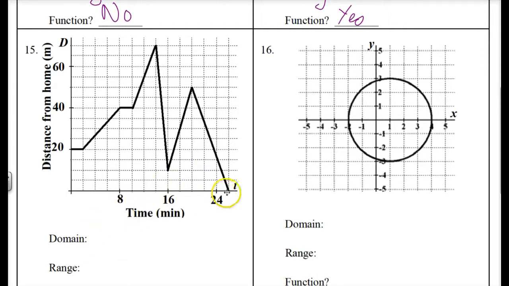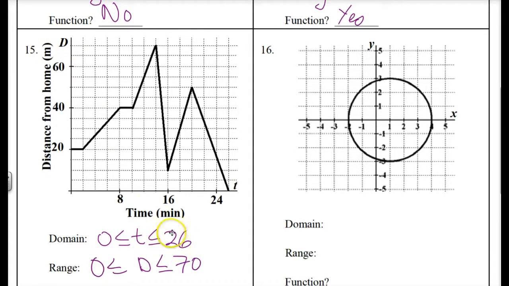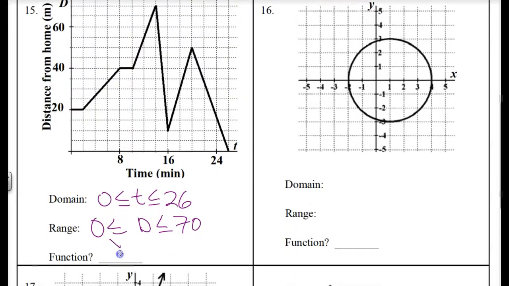Domain, well, we got time in minutes. It's going to, what's my scale? Looks like 2s, 2, 4, 6, 8, yeah, so that's 26. So 0, less than or equal to t less than or equal to 26. And the range, minimum value of 0, maximum 40, 45, 50, 55, 60, 65, 70. So 0 less than or equal to, variable is d, which is less than or equal to 70, and that is a function.